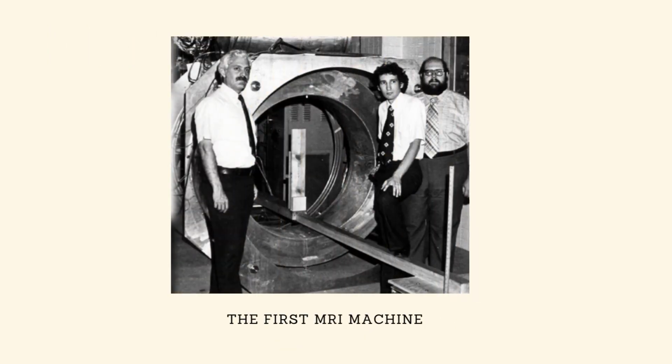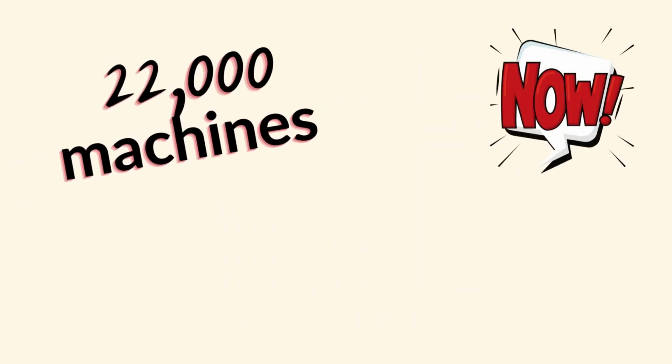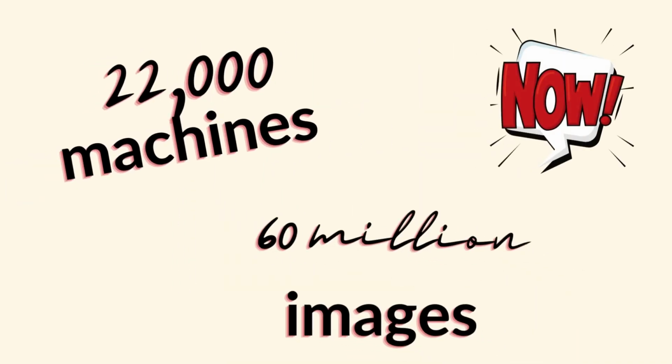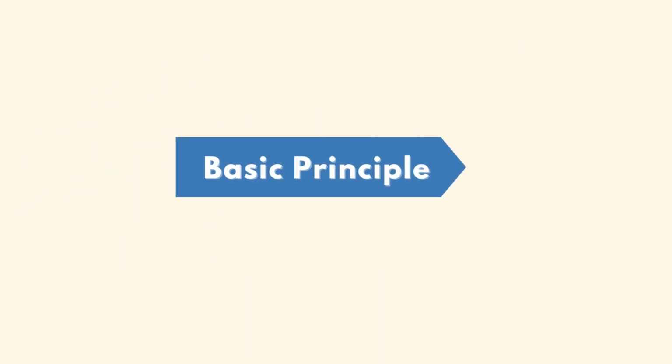Since the 1980s, the world's first magnetic resonance imaging machine has appeared. Nowadays, there are about 22,000 machines in the world and over 60 million images taken from patients. Next, we will talk about the theoretical basis and how to create magnetic resonance images.